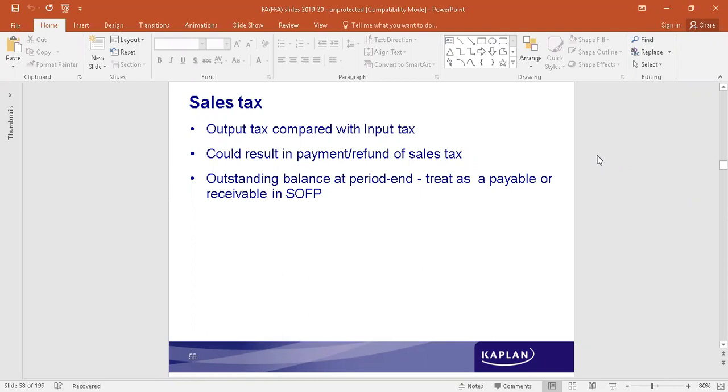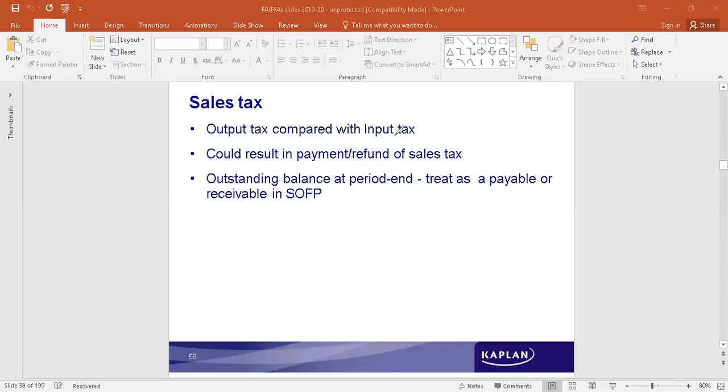Question: how is the item of sales tax accounted in the statement of financial position? Output tax is collected from the customers. Input tax is paid to the supplier. The collected output tax will later on be paid to the tax authorities. Input tax is just paid to the supplier, and the supplier will take care of making the payment to the tax authorities.